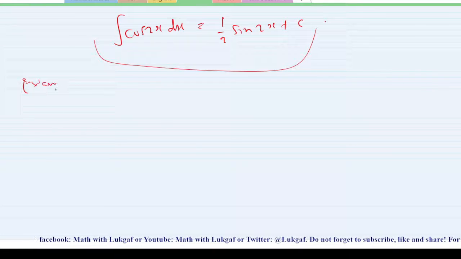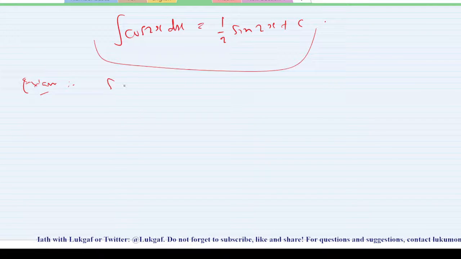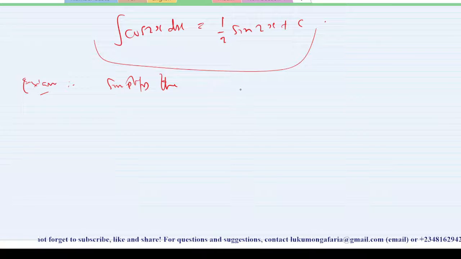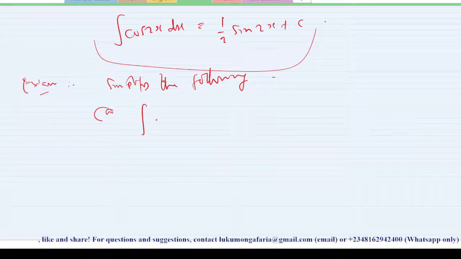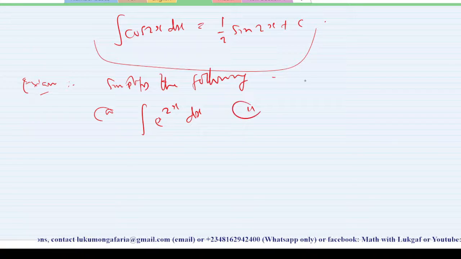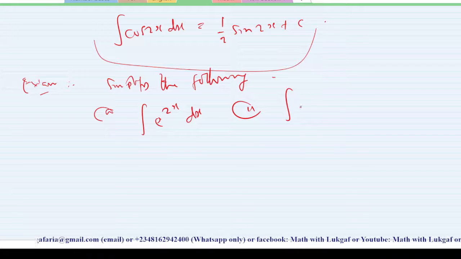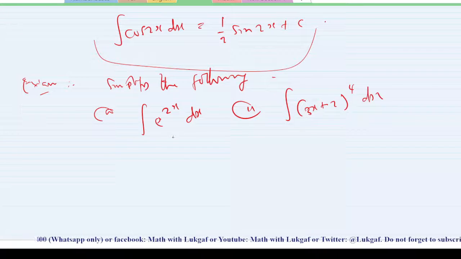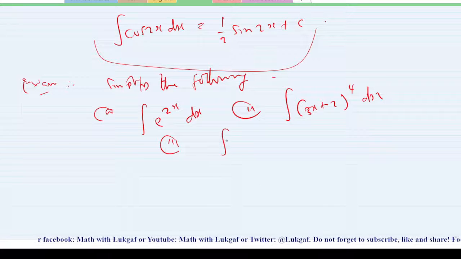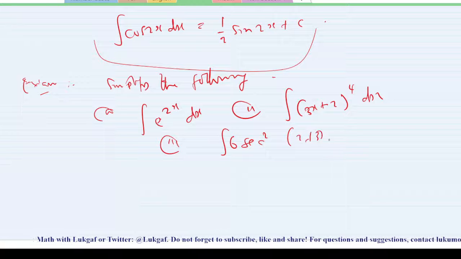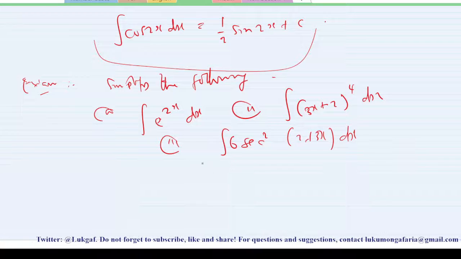Example. Simplify the following. Number one, I have the integral of e raised to power 2x dx. Number two, the integral of (3x plus 2) raised to power 4 dx. And number three, x squared times (2 plus 3x) dx. This is not difficult to do.